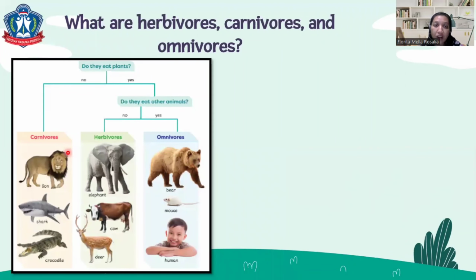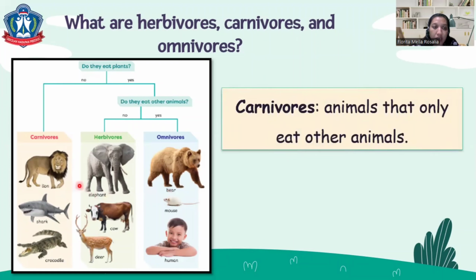Now, what are herbivores, carnivores, and omnivores? Can you see this identification key? So if we see here, friends, we will see the category of the animals by seeing what they eat. The first one, carnivores, the animals that only eat other animals. For example, lion, shark, and crocodile.